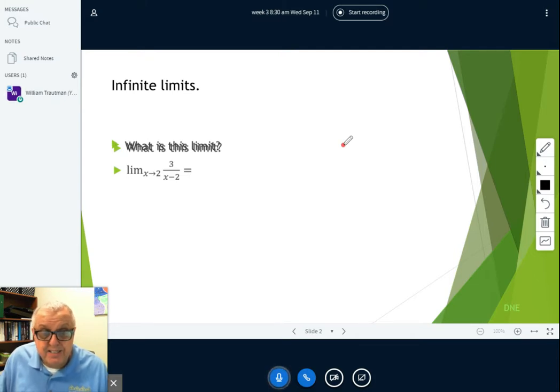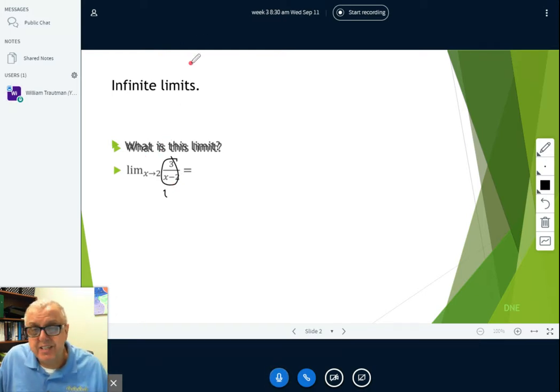So let's take a look at the first limit. What is this limit? The limit as x approaches 2. So here's our function. Once again, if you just plug 2 straight into that function, you get undefined. So when it equals that number, there's an undefined. So we want to know what this limit approaches.